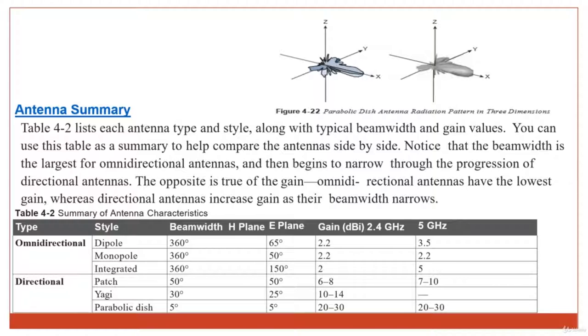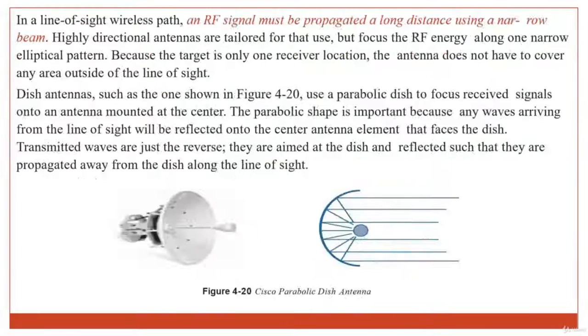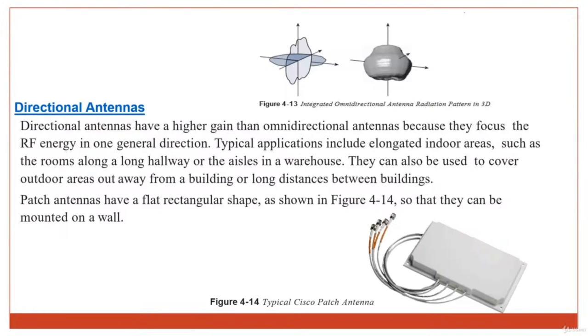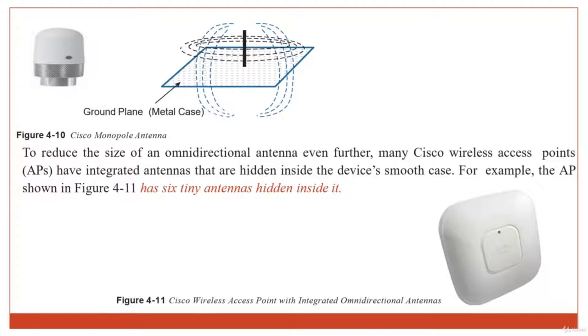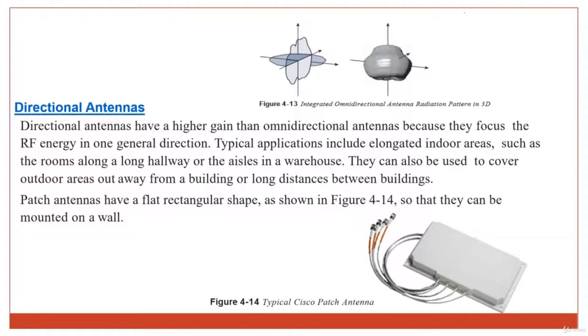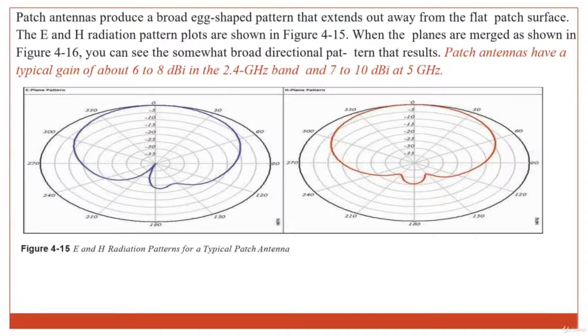Those access points are supporting both the standard 2.4 and 5 gigahertz. Okay. All right. So then you have the monopole. After that, we have the directional antenna. Why do we have the directional antenna? Because in certain directions, we need much more gain.